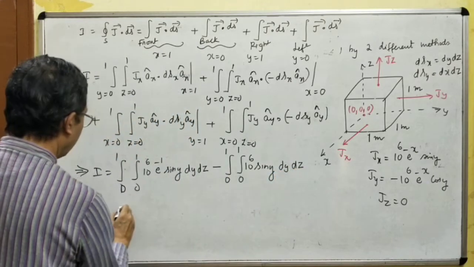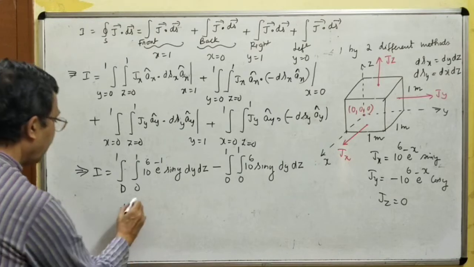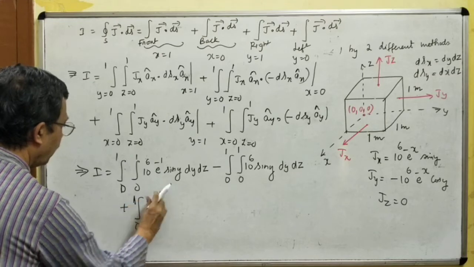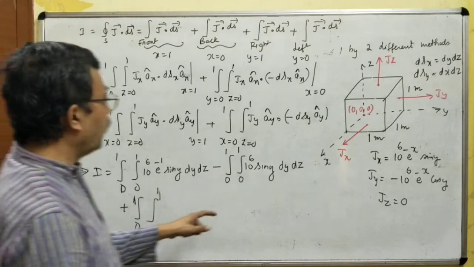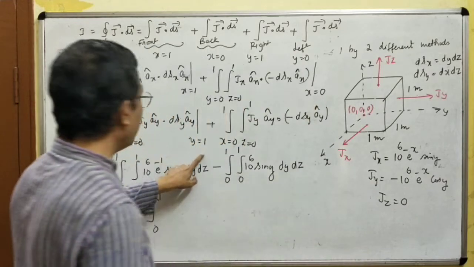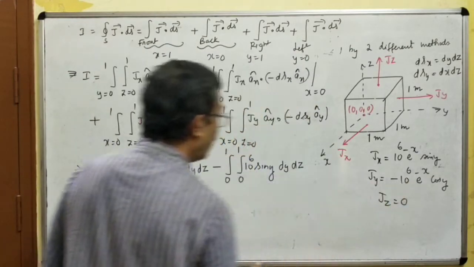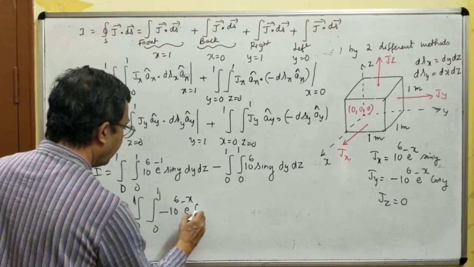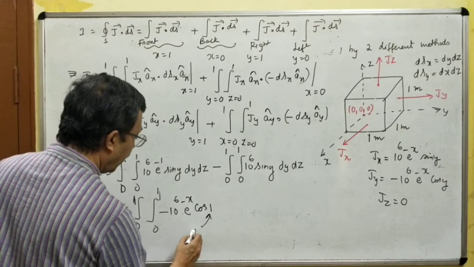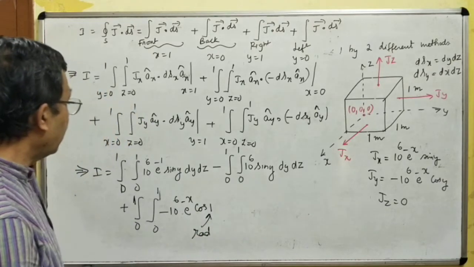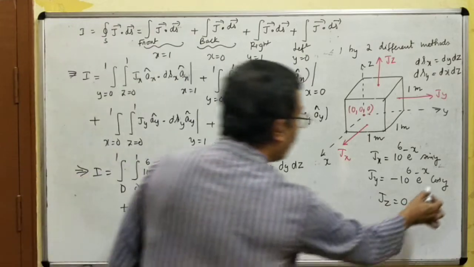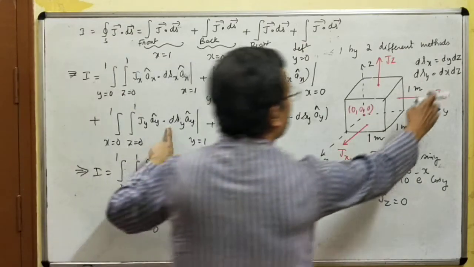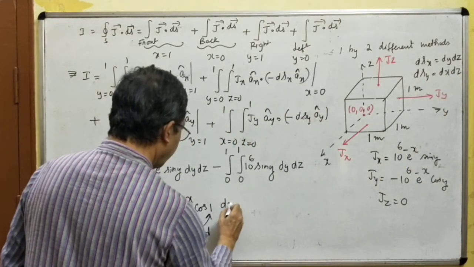dz plus. Next, I will come to this double integral, x varying from 0 to 1, y varying from 0 to 1. In the expression for jy, you put y equal to 1. So what happens if you put y equal to 1? You get minus 10 to the power 6 e to the power minus 6 into cos 1. Here 1 is in radians. Please note that 1 is not degree. This is the expression for jy when you put y equal to 1 here. And what is dsy? dsy is dx dz.